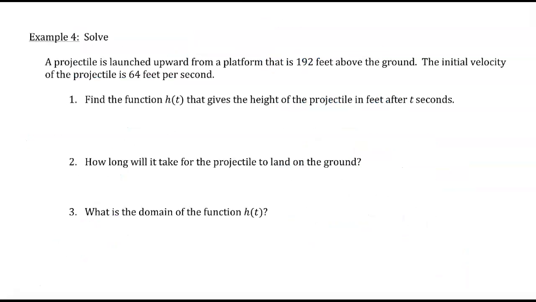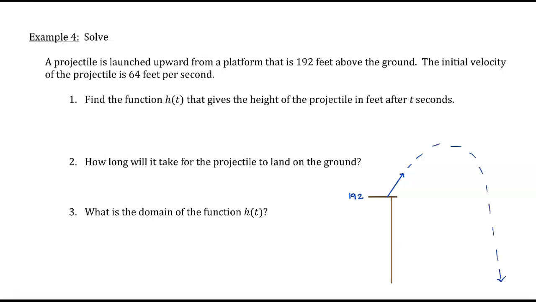Moving on to example 4, we have a problem involving a projectile. A projectile is launched upward from a platform that is 192 feet above the ground. The initial velocity of the projectile is 64 feet per second. Let's quickly sketch a picture. Here we have a platform that is 192 feet tall and an object that's about to be launched upward. We anticipate that the object will go up for a little while before falling to the ground.